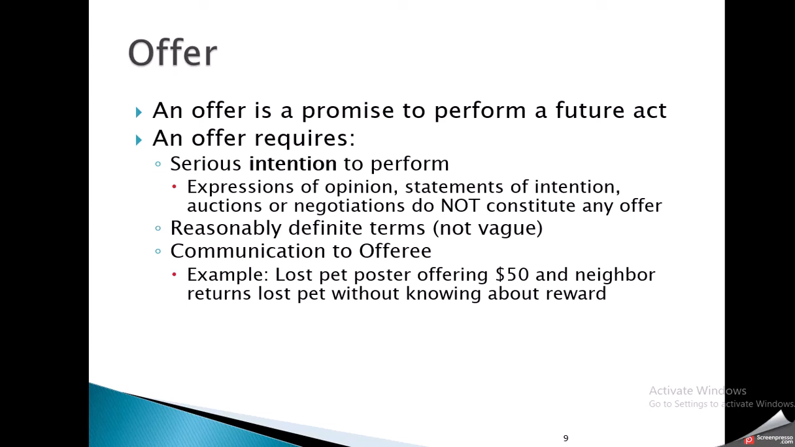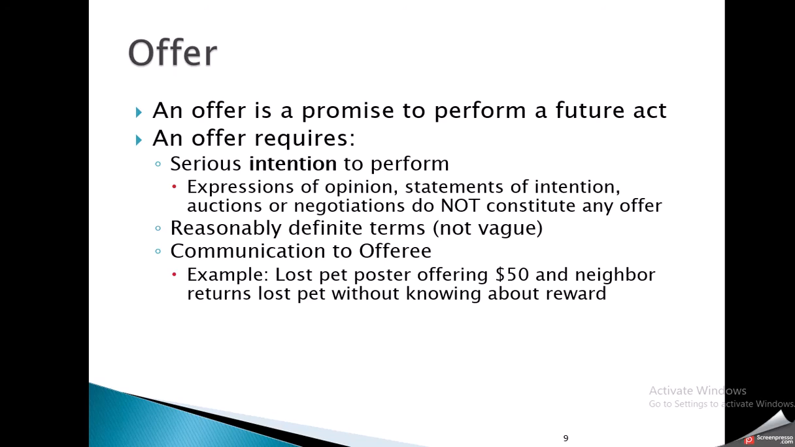There must be definite terms, so it can't be vague. To say, in the next 10 years, I'd like to sell it for around $200,000 to $300,000, I mean, that would be too vague, obviously. And it must be communicated to the offeree. So the person must know about the offer to be able to accept it.